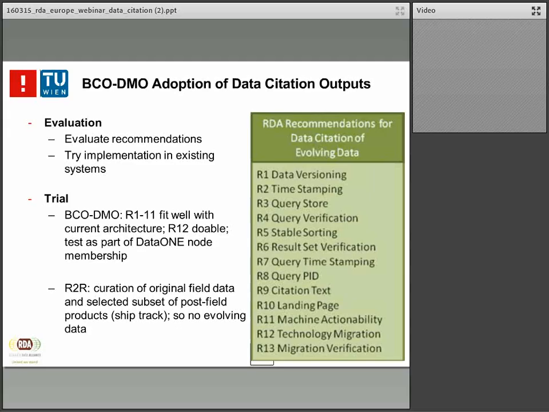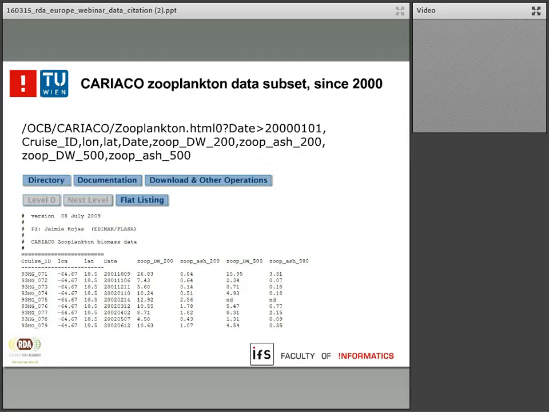Basically, what we have done in discussions is run through the data representations and see how the timestamping and versioning could be done. It turns out that specifically for BCO-DMO, recommendations 1 to 11, the old numbering that we had in those days, worked well. Recommendation 12, the technology migration, would obviously require more effort once such changes should happen. R2R is a bit easier because there is no evolving data; it's basically static data sets, so the versioning issue would not need to be implemented in that case.